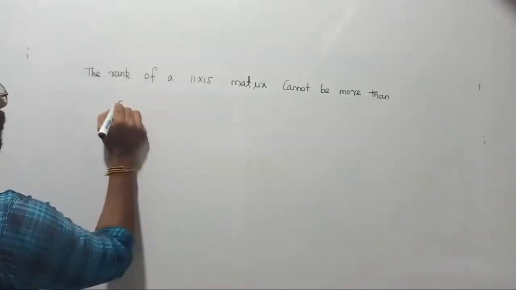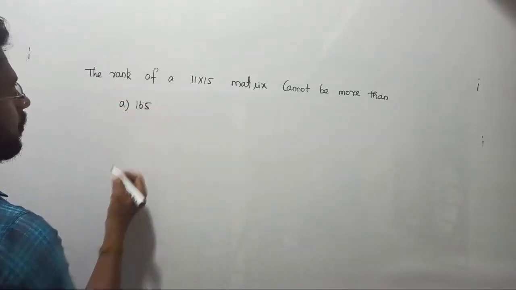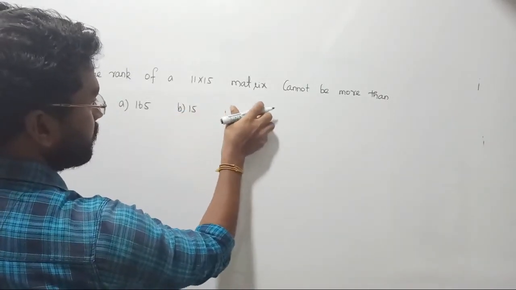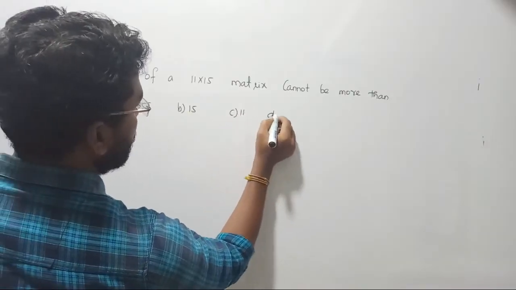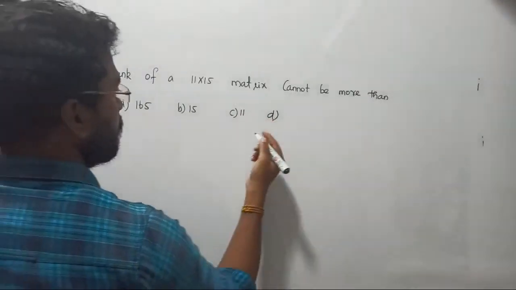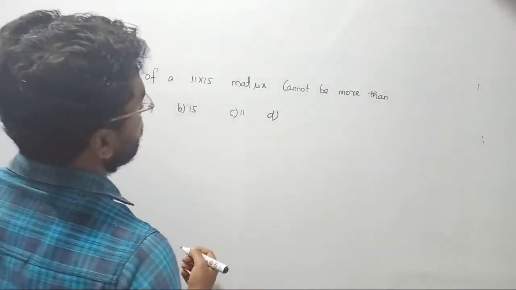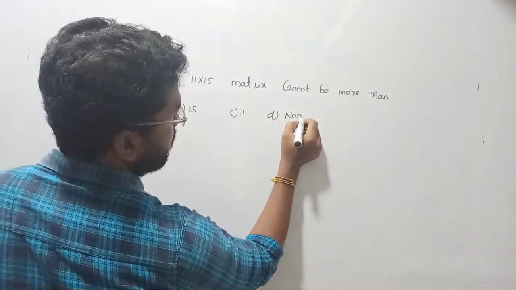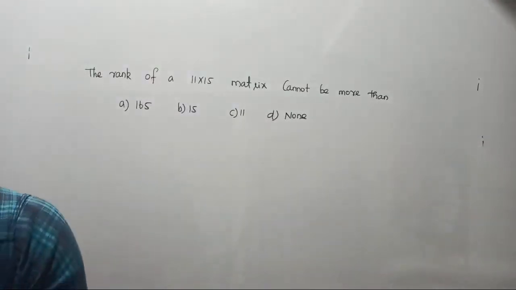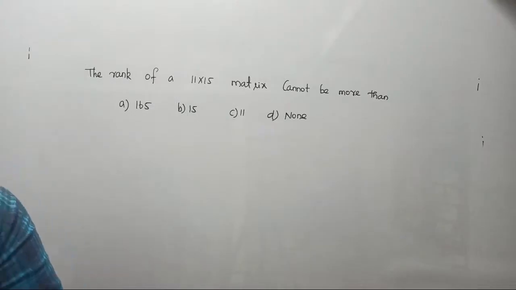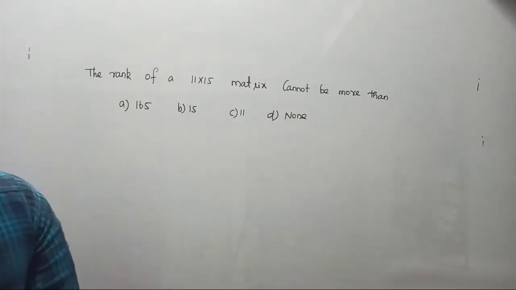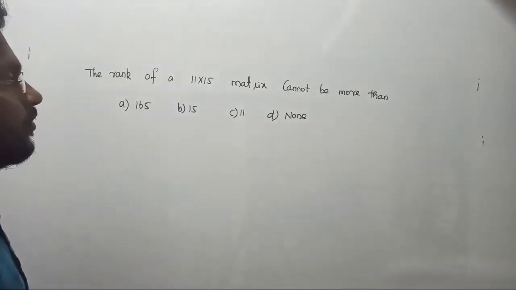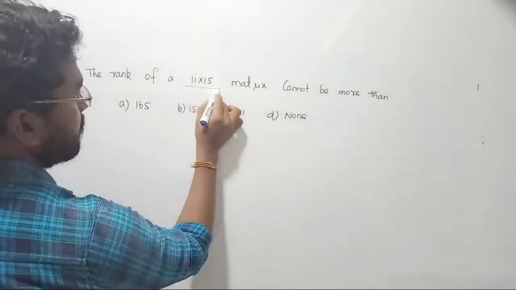Now option A, they said 165. Option B, they said 15. Option C, they said 11. Option D, they said none. Can anyone please tell me the answer for this question? I am expecting the answer from your side. Please post your answer. The question is: the rank of a 11 cross 15 matrix cannot be more than.